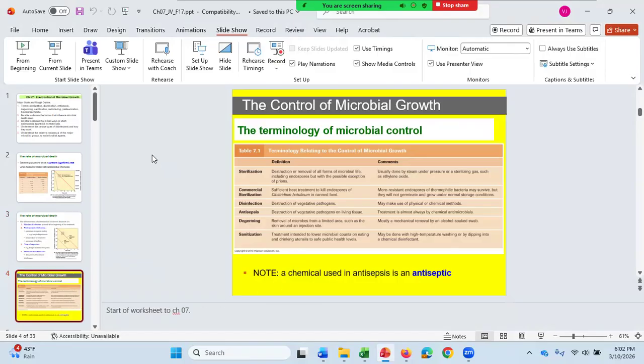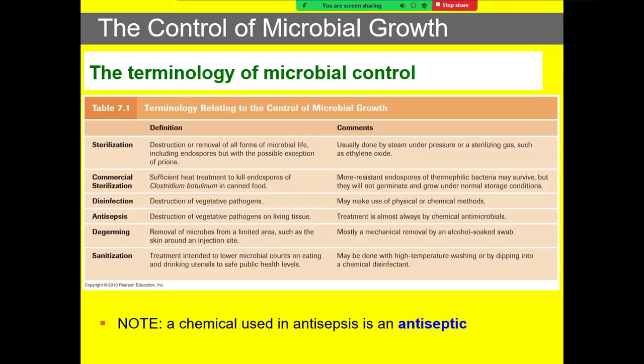All right, this slide is showing you some of the terms. Sterilization refers to the removal or destruction of all forms of microbial life, including endospores. How we sterilize things normally in microbiology is we put it in the autoclave. It's sort of like a giant pressure cooker. You have commercial sterilization. That's sufficient heat to kill endospores, like Clostridium botulinum in canned food.